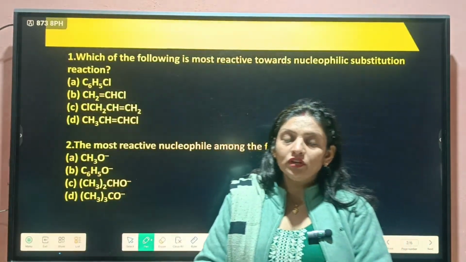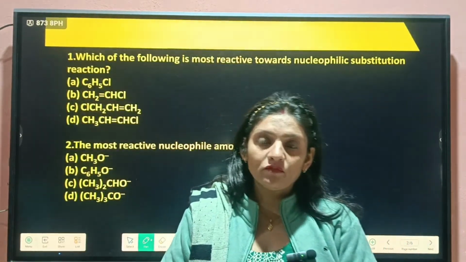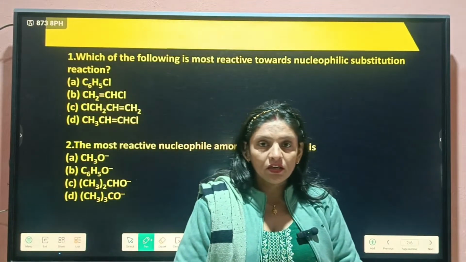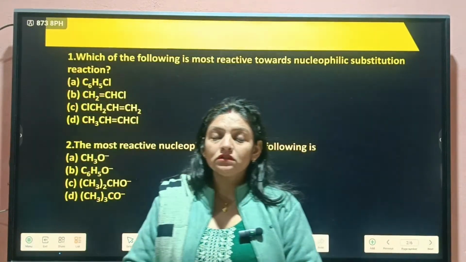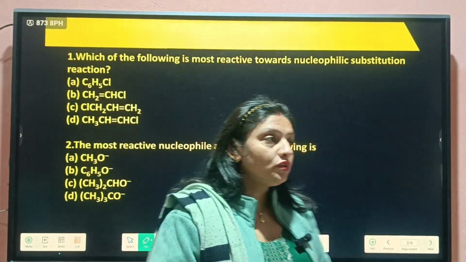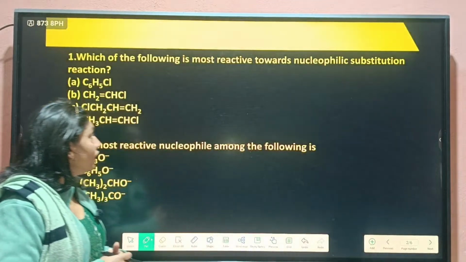Students, today we will discuss some MCQs of the chapter Haloalkanes and Haloarenes in the recent book. This is unit 6 of class 12th chemistry. Okay, so students, let's see.